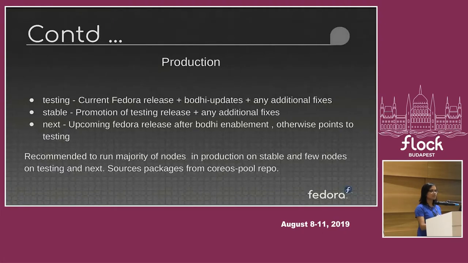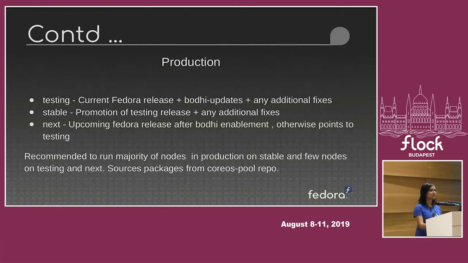Why testing? Because you can see any regression coming in your system in advance, and you can notify us. You don't want your entire nodes or cluster going down. So that's the recommended way: have some on testing, some on next, and the remaining on the stable release. And the source of the packages here is the CoreOS pool repo.